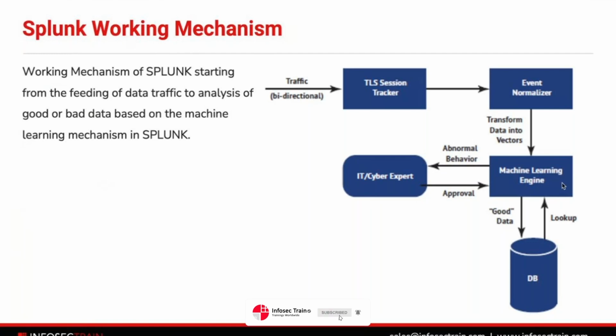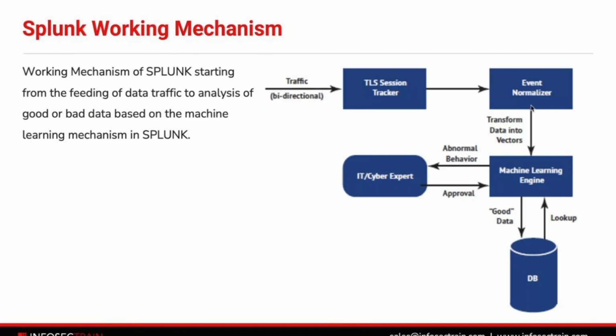Here there is a TLS session tracker, which is transport layer security. I'll talk about this in detail when I teach you network and enterprise security. This TLS session tracker is basically helping the traffic to pass. It's bidirectional traffic, that means inbound and outbound traffic: the traffic which is going in and the traffic which is coming out. This passes through the TLS session tracker and goes through the event normalizer.